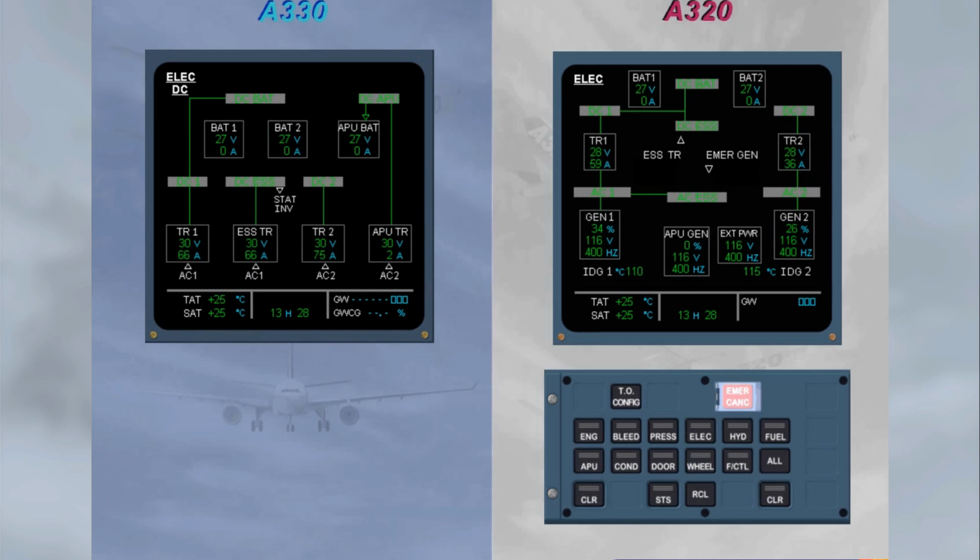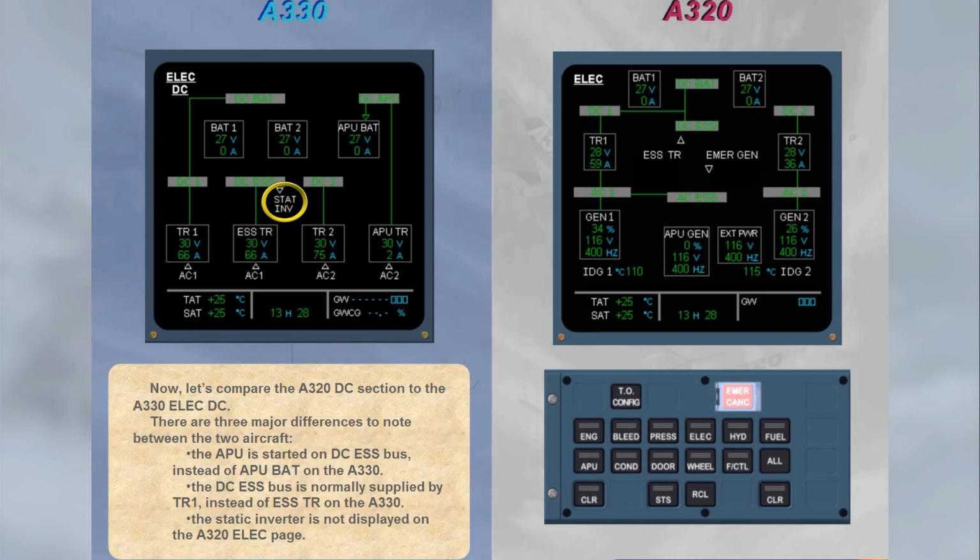Now let's compare the A320 DC section to the A330 Elec DC. There are three major differences to note between the two aircraft. The APU is started on DC essential bus instead of APU BAT on the A330. The DC essential bus is normally supplied by TR1 instead of essential TR on the A330. The static inverter is not displayed on the A320 Elec page.